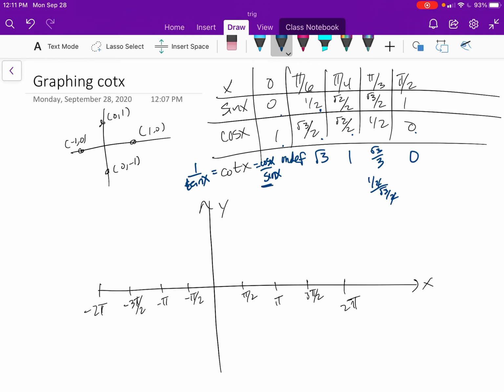So let's take a look at those couple values really quick. Put them on the graph, and then go from there. Undefined at 0. Remember tangent, because it was sine over cosine, we actually had 0 here for tangent. So some of these are going to be interchanged. For tangent, we had a 0 here and an undefined here. But cotangent, it's backwards. We actually have an undefined at 0, and then at pi over 2, we get 0.